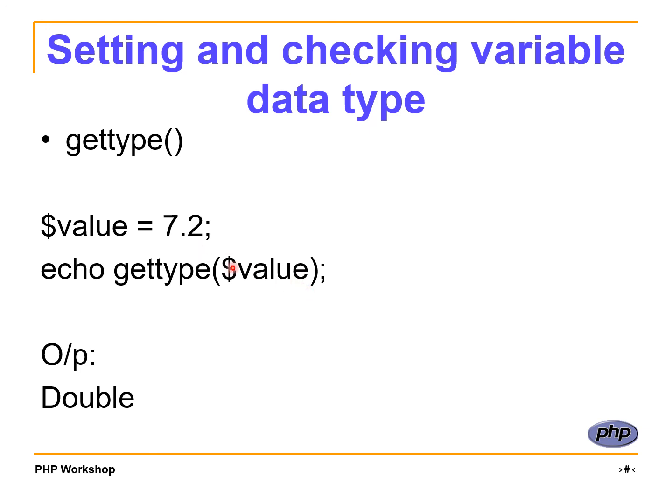Here at present the value has the data 7.2. 7.2 is a double value, so the getType function will return the output as double. If $value is equal to 7 itself, echo getType of $value gives the result as integer. If $value has a string value enclosed in single quotes, like 'hi', the data type is retrieved as string.